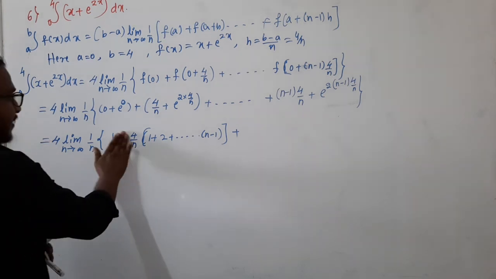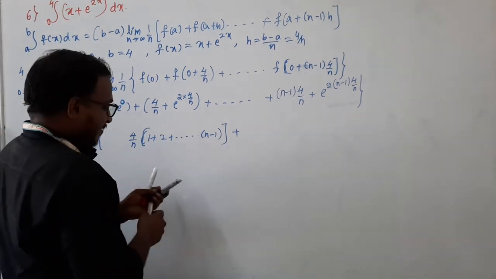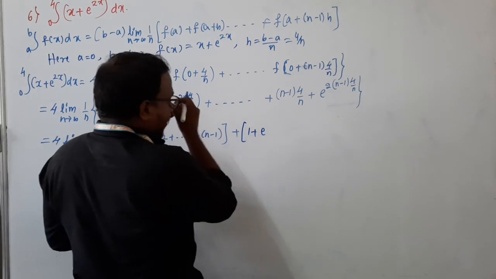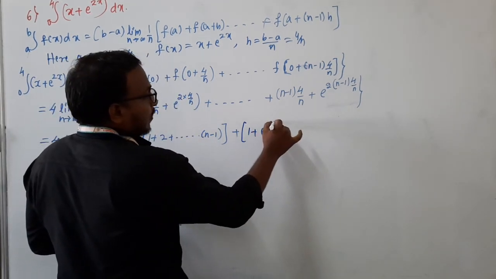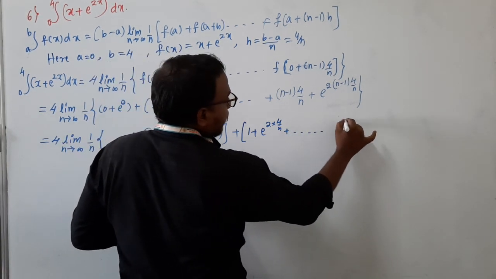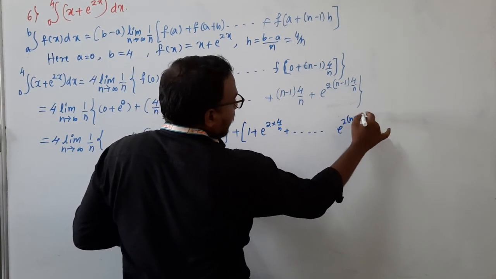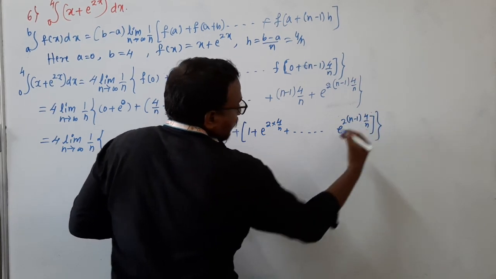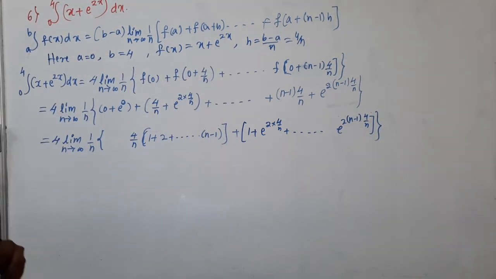Next, I am taking this plus 1 to this side. That will become 1 plus e to the power 2 into 4 by n plus 1 up to e to the power 2 into n minus 1 into 4 by n.